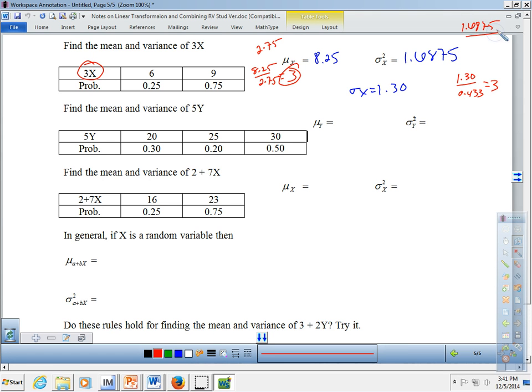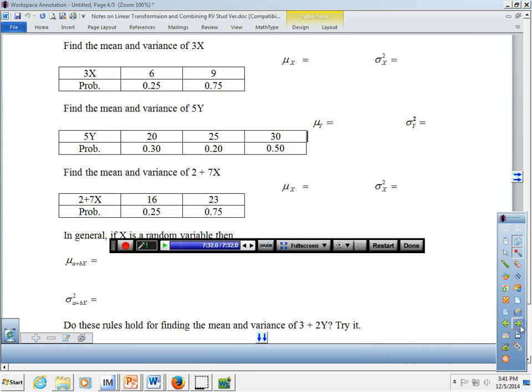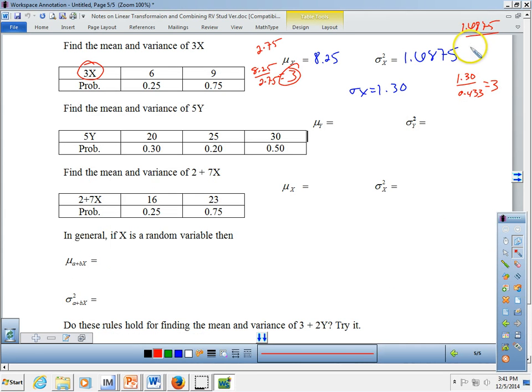Variance, we need to take 1.6875 and divide it by 0.1875. And if you do that, 1.6875 divided by 0.1875, you get not 3, you actually get 9. Okay? Which means that the variance increased by a factor of 9.